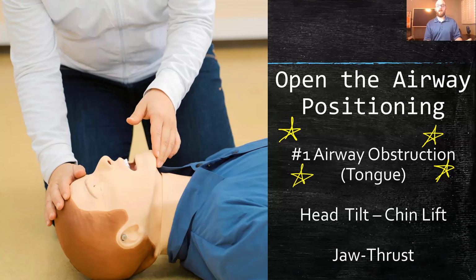Both of those just lift the tongue out of the back of the throat, because that's the assumption, right? Tongue is the number 1 airway obstruction. So let's deal with that one first. And then once we deal with that one, we can take a look inside. Hey, is there vomit in there? Do we need to suction? Is there anything else that we need to do? But first things first, simple positioning change, right? Lift the tongue up out of the back of the throat.